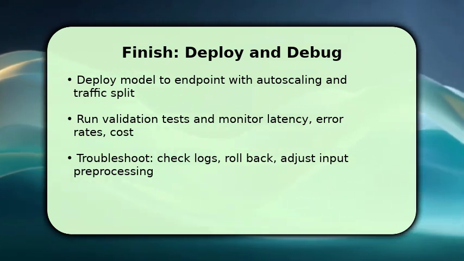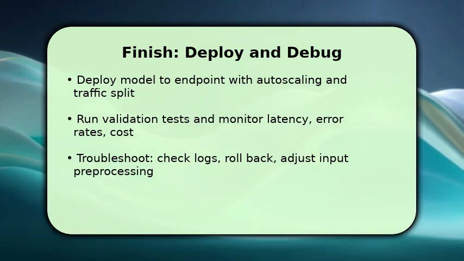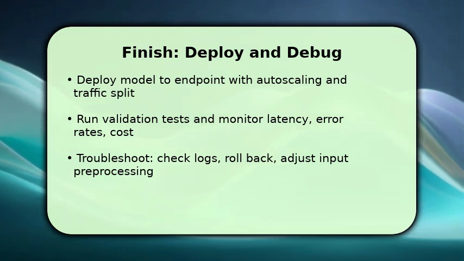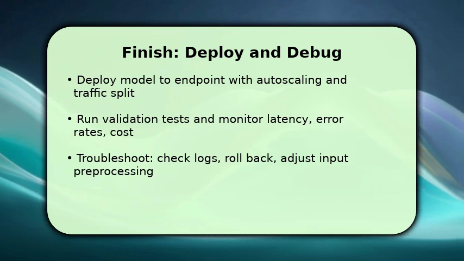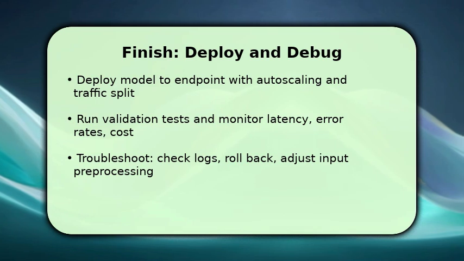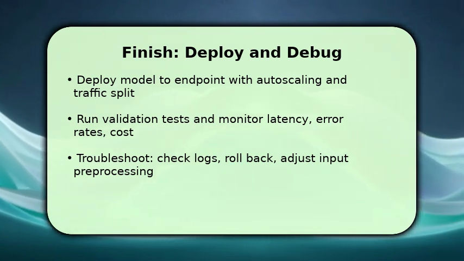If responses are off, inspect serving logs, check input preprocessing, and confirm tokenization or feature pipelines match training. When needed, roll back to a previous checkpoint or redeploy with adjusted hyperparameters. One key troubleshooting tip: always verify input shape and types first. Mismatches cause most issues.